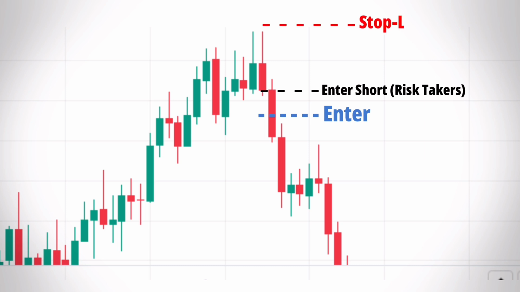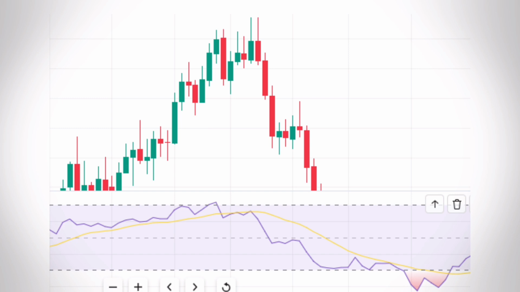Place a stop loss above the high of the tweezer top pattern to protect against false breakouts or a continuation of the uptrend. You can set your take profits at key support levels or use tools like Fibonacci retracement levels or moving averages to determine exit positions.